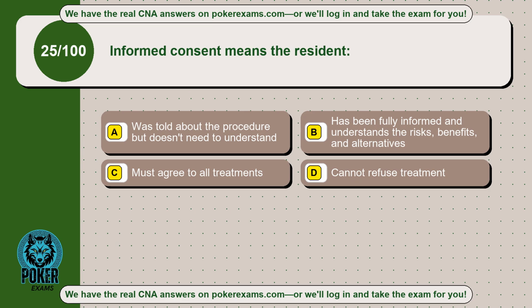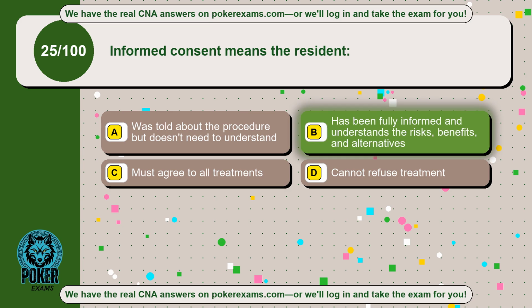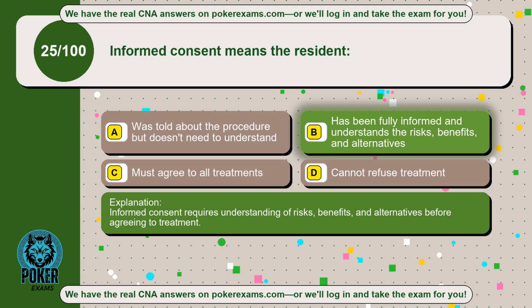Question 25. Informed consent means the resident: Option A, was told about the procedure but doesn't need to understand. Option B, has been fully informed and understands the risks, benefits, and alternatives. Option C, must agree to all treatments. Option D, cannot refuse treatment. The correct answer is option B. Informed consent requires understanding of risks, benefits, and alternatives before agreeing to treatment.